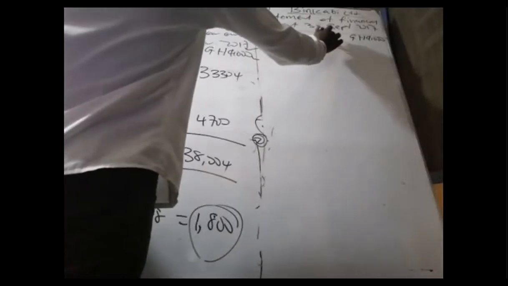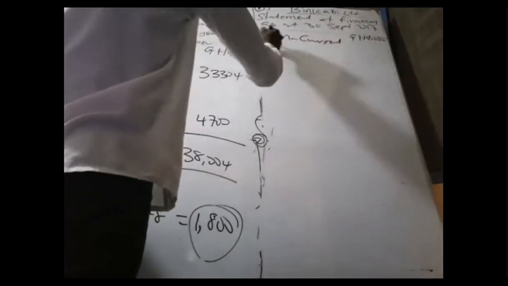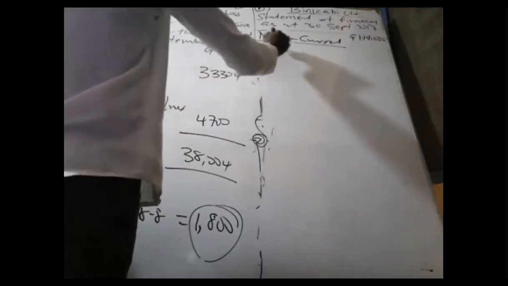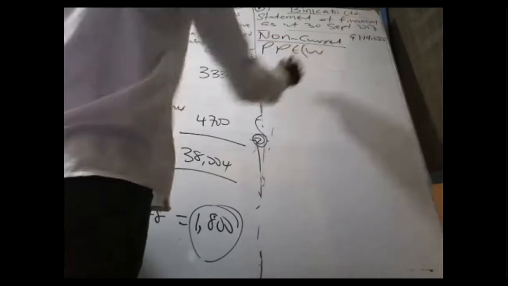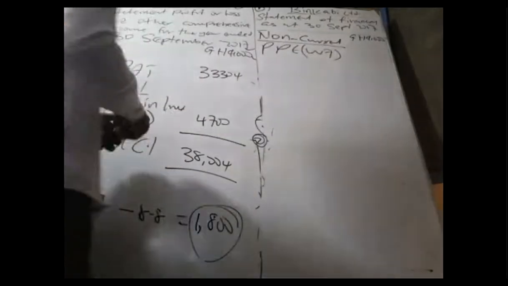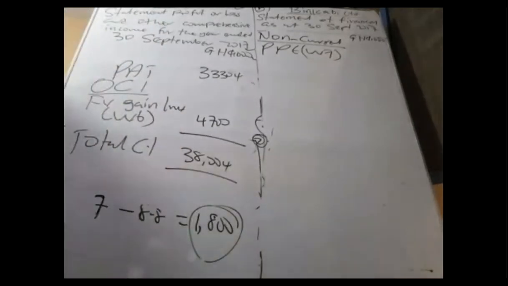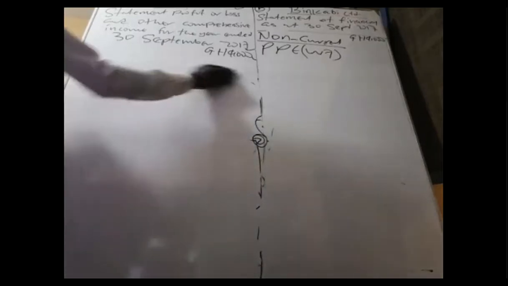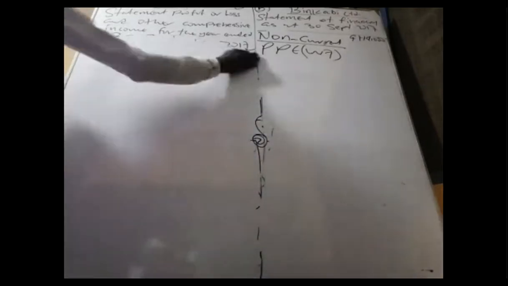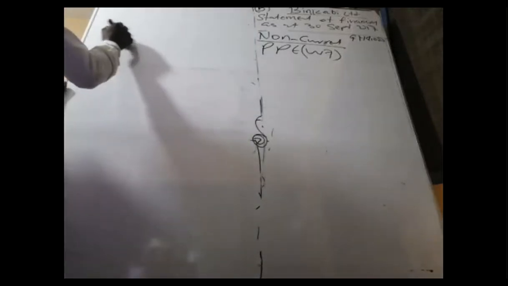Non-current assets. And the line is, first of all, write your PPE. Working number, what was the last working? 6, so working 7. Let me clean somewhere and put PPE in there. So PPE, working number 7.